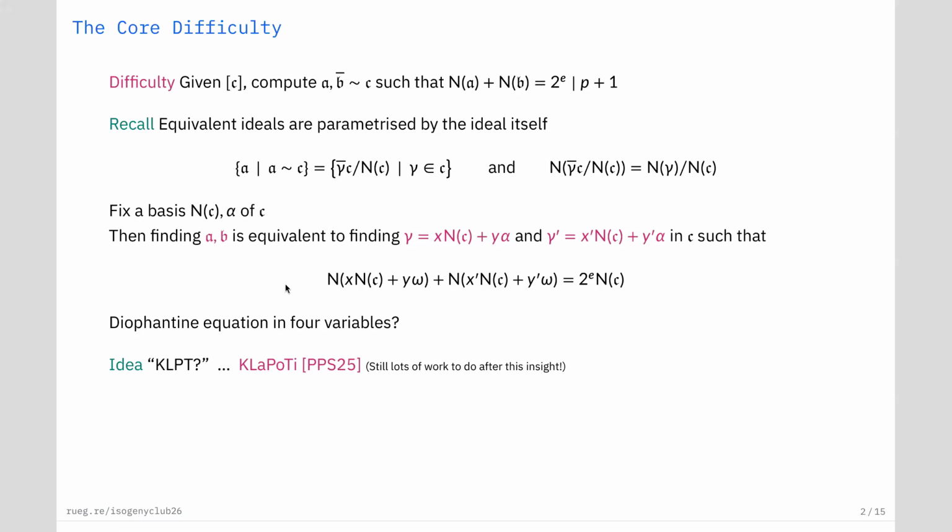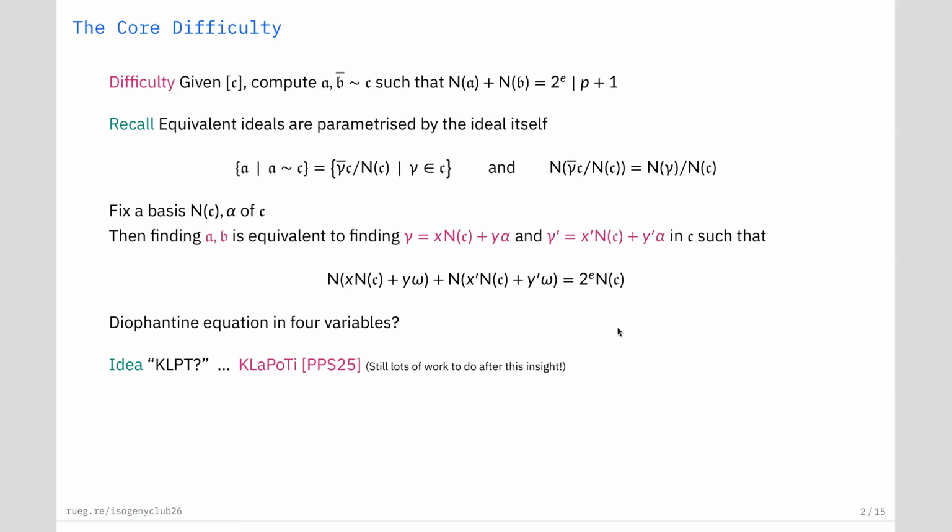So just for notation, if we fix a basis of the ideal C, we see that finding equivalent A and B that satisfy this nice property up here is equivalent to finding two different endomorphisms so that the sum of their norms is equal to 2 to the e times the norm of C. I've just taken this norm of C over to the other side. And you look at this and you think, well, okay, this is a Diophantine equation in 4 variables. I want to get something smooth out of it at the end.